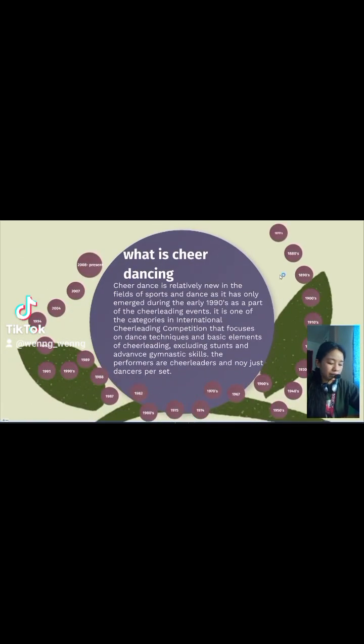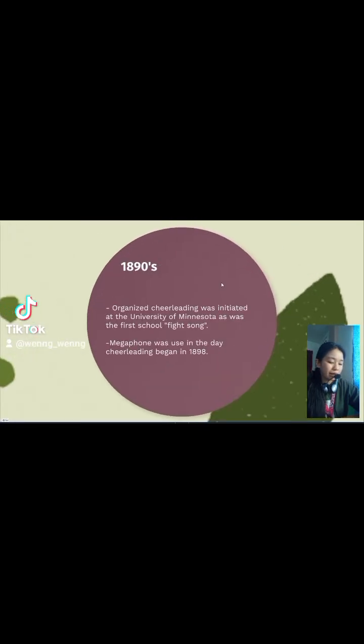So that is the 1880s. Let's jump to the 1890s. This time they had organized cheerleading, which was initiated at the University of Minnesota. This is the school wherein they had cheerleading, and the title of their cheer is a fight song.